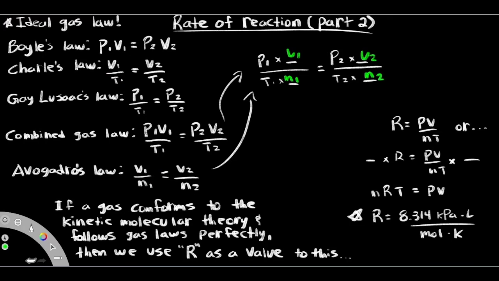However, if a gas conforms to the molecular kinetic theory and follows gas laws perfectly, by the way, this here is impossible. However, we do it for calculations just to make it easier, just for simplicity purposes. And then we're just going to use R as our value to depict that. So instead of the 1's and 2's, I'm just going to make it into a general formula where it's just PV over nT.